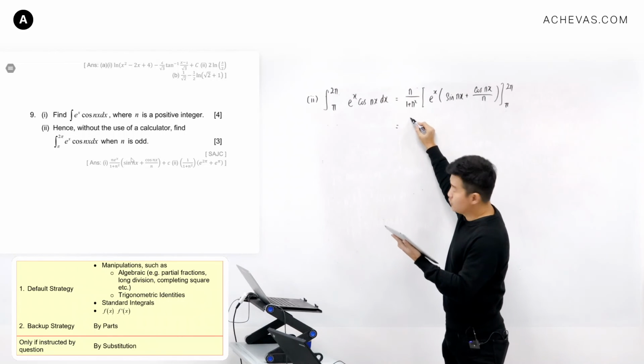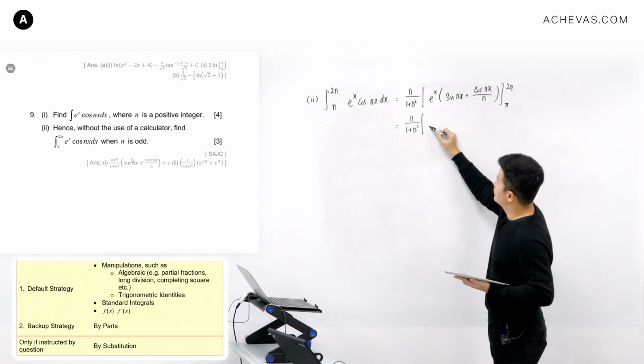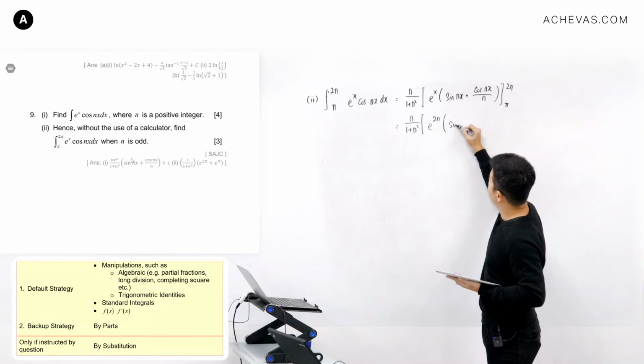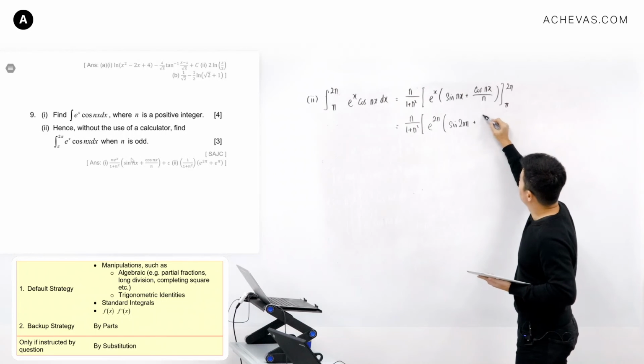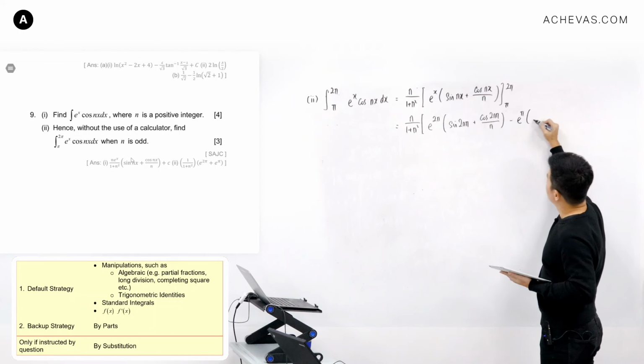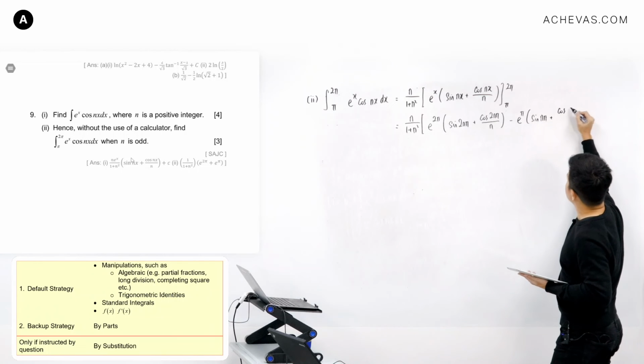So this is going to be equal to n over 1 plus n squared. And I'm going to substitute this in, so we have e to the power of 2 pi, then sine of x is 2 pi, so we have sine 2n pi, plus cosine of 2n pi divided by n, minus, substituting pi in, e to the power of pi, then sine n pi plus cosine n pi divided by n.